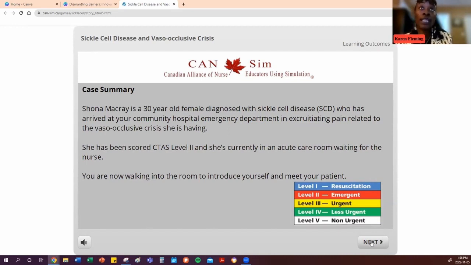She's currently in an acute care room waiting for the nurse. You're now walking into the room to introduce yourself and meet your patient. Visually, I let them know what level 2 was, so that we know level 2 is emergent, one level away from resuscitation, right? Okay, so here we go into the game.